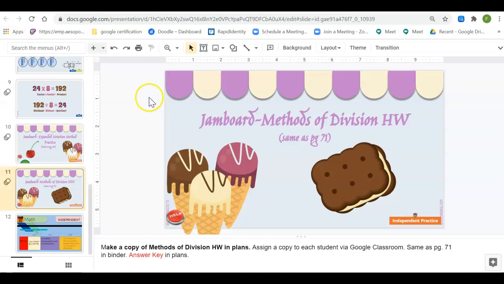So in our next slide here, we're introducing another Jamboard that's going to be your independent work. And that's already been assigned to you by your teacher. Now this is the same as the work that's on page number 71 in your binder. And once again, if you do your work in your binder on page 71, you're going to need to take a picture of your work and insert a picture of your work on the slides. If you do it in the Jamboard, your teacher will automatically see your work. Okay, so which Jamboard do you need for the methods of division homework? That's already been assigned to you.